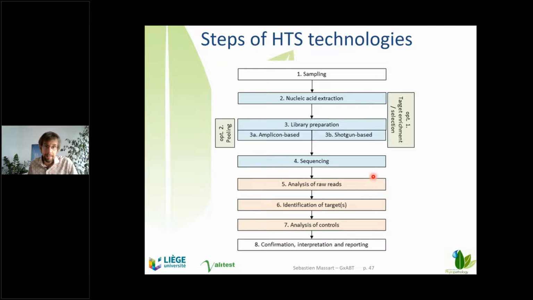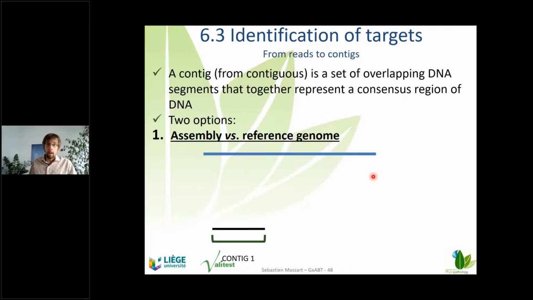Let's have a look at the 6th element, which is the identification of the target. The first step of it, when you want to identify targets, is to go from the individual reads to contigs. And what's a contig? It's a set of overlapping DNA segments or reads that together represent a consensus region of DNA. We have 2 options.